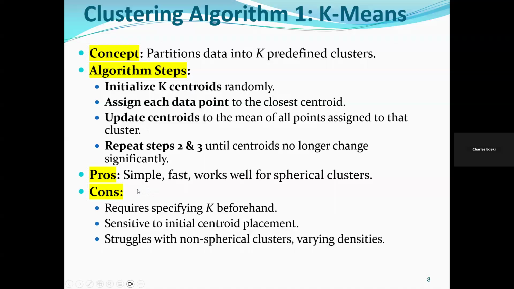So one of the pros, as we said earlier, is that it's simple, fast, and works well for spherical clusters. As for the cons, as we said earlier, we always have to know the number of clusters we need. This will be one of the issues, if everybody agrees. And also it's very sensitive, which is what we mean by outlier data. It's sensitive to initial centroids and also struggles with non-spherical shapes, varying distances, etc.